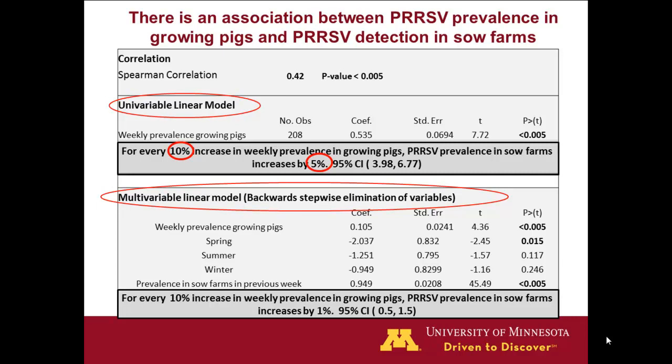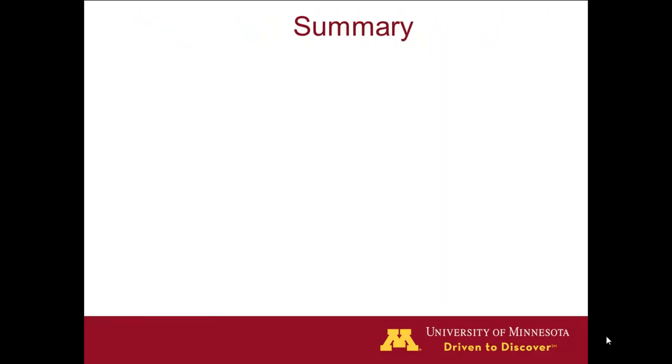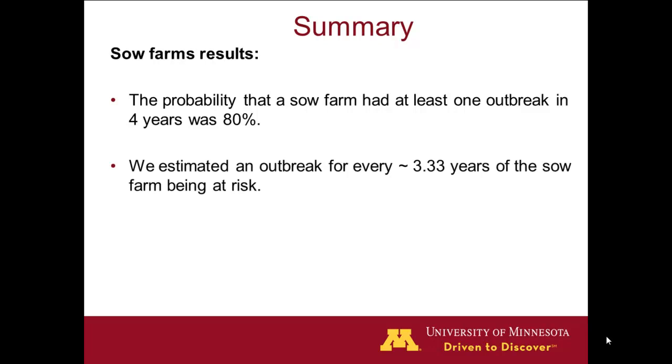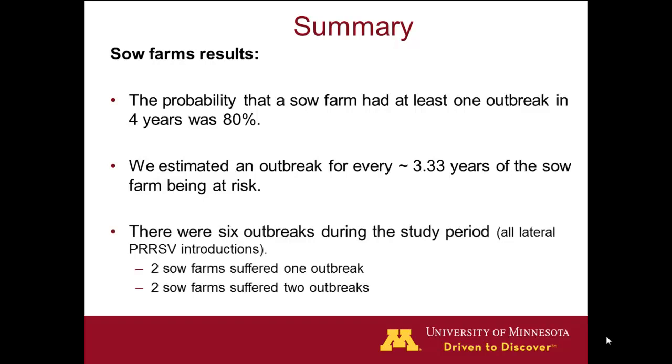I mean, as the prevalence in growing pigs increases, the prevalence in sow farms increases. So, summary of this analysis: the probability that the sow farm had at least one outbreak in 4 years was 80% in this specific production system. We estimated an outbreak for every 3.3 years of the sow farm being at risk, which agrees with previous information from this morning. There were 6 outbreaks during the study period, all lateral PRRS introduction. 2 farms suffered 1 outbreak, 2 farms suffered 2 outbreaks.